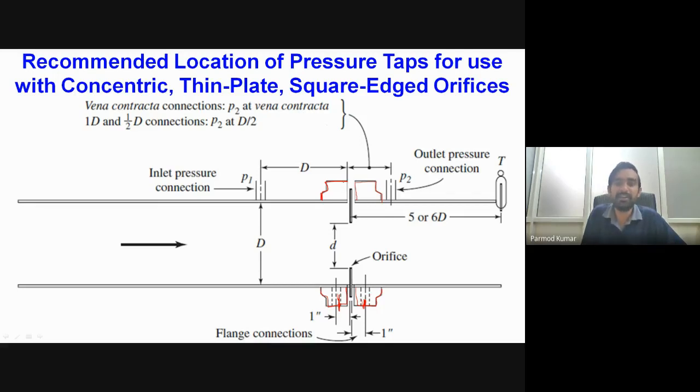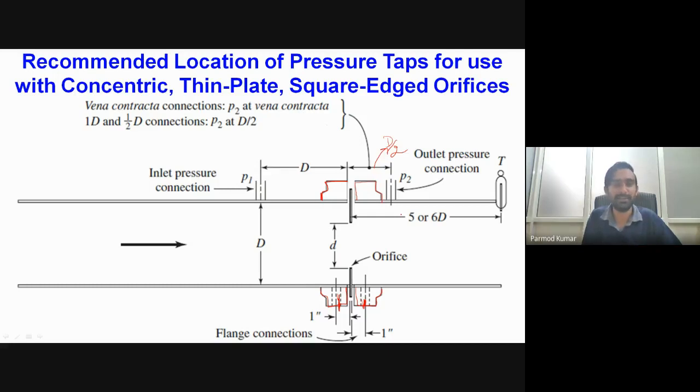Another recommended location is to have one pressure tap at D diameter before the location of the orifice plate in the upstream direction. For example, you can see over here we are considering the 1D upstream location for connecting our pressure tap. Then, because we have to measure the differential pressure, we have to consider another tap on the downstream of the orifice plate. In the downstream, the recommended size is D by 2. So that is one recommended location.